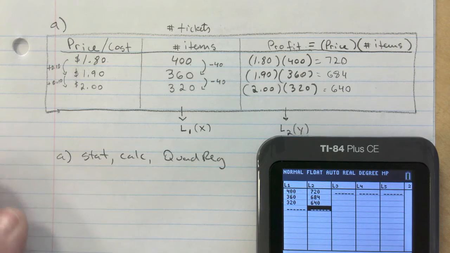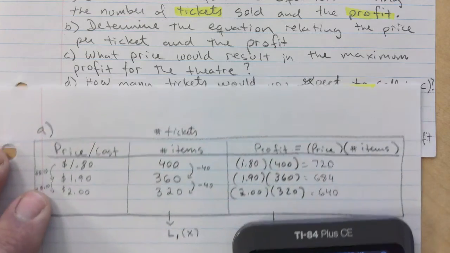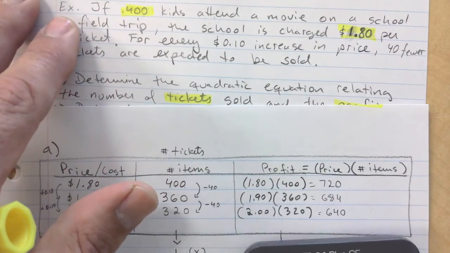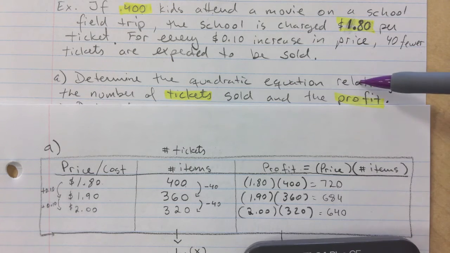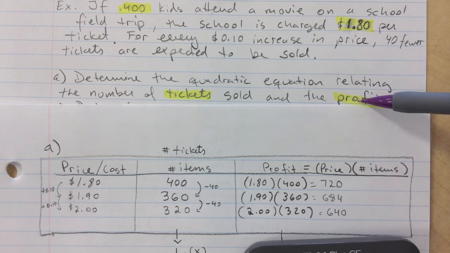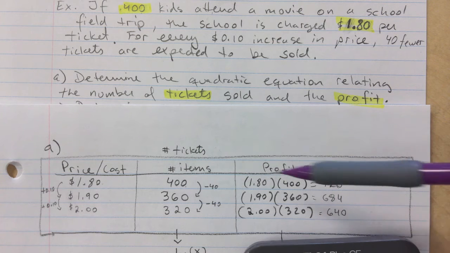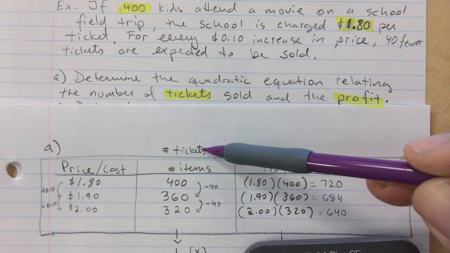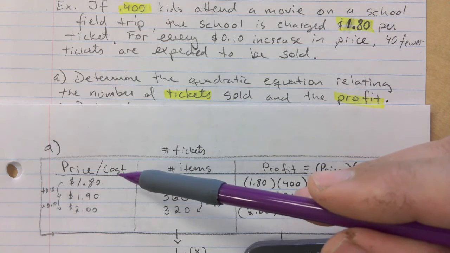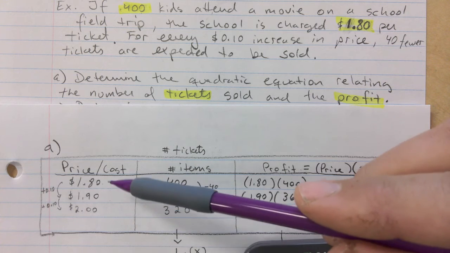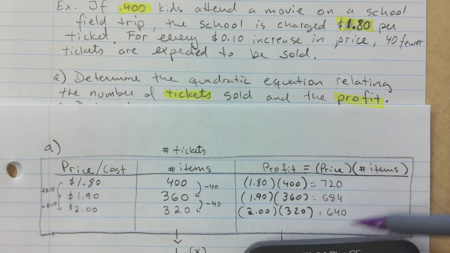Right. So how would you know? It's the wording. So let's look at part A. It's asking you to come up with the equation relating tickets and profit, right? So this is tickets and this is profit. So now you know that this is L1 and this is L2. And you're like, what about price? What is the purpose of it? Well, you needed it to come up with this value here in profit, right? But it will not be part of your equation. Does that make sense?